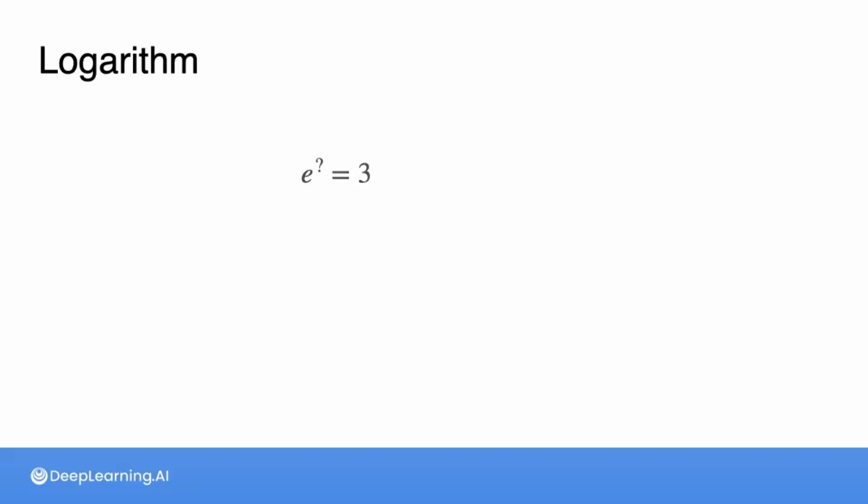Imagine that you want to find a number such that e to the that number equals 3. That number is precisely the logarithm of 3. And that actually works for any number x. If I want to find the number such that e raised to that number is x, that number is the logarithm of x. We also call it the natural logarithm. You may see in other places logarithms in other bases, such as 2 or 10. But in this course, it's always going to be base e or the natural logarithm.